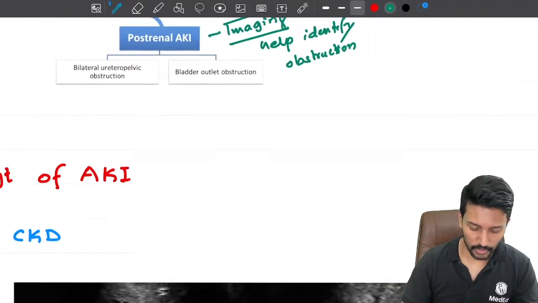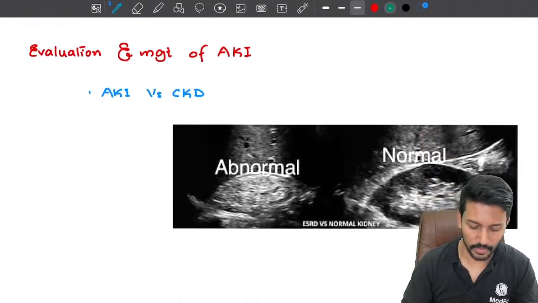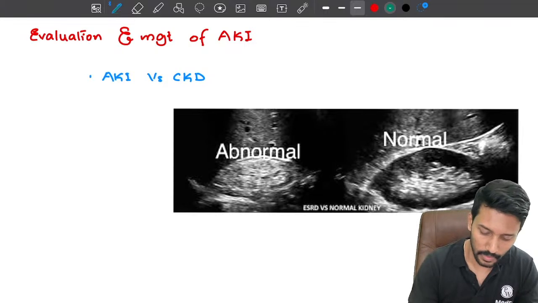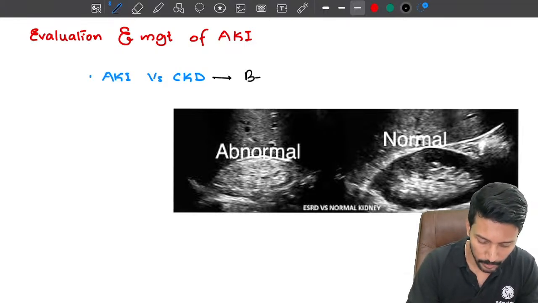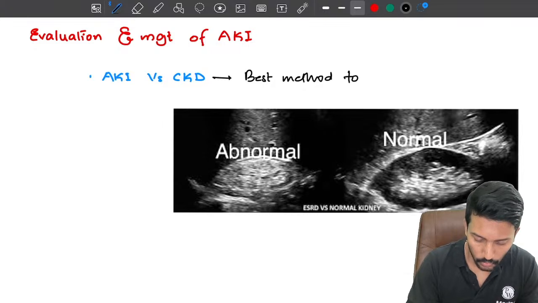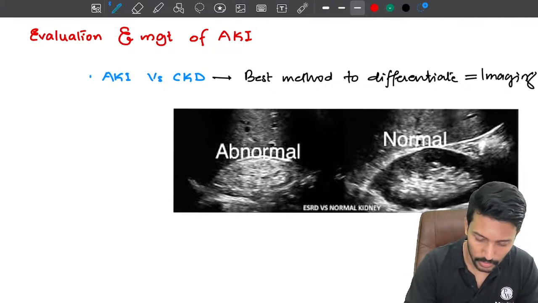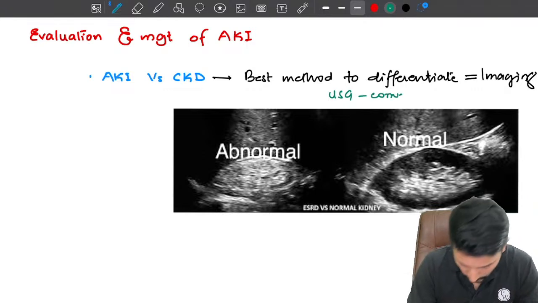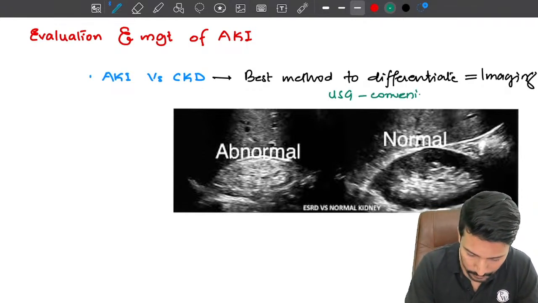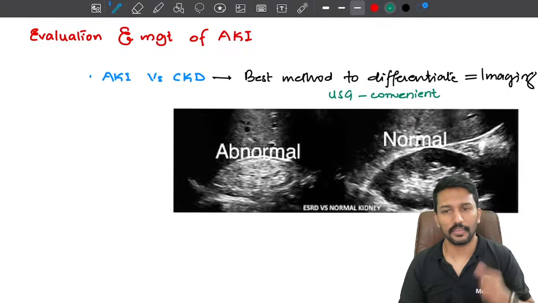So that is why the best investigation to differentiate between the AKI and CKD, AKI versus CKD, will be imaging. And within imaging, ultrasound is the most convenient imaging. Ultrasound is the most convenient. That will be very cost effective and quickly the result will be available.